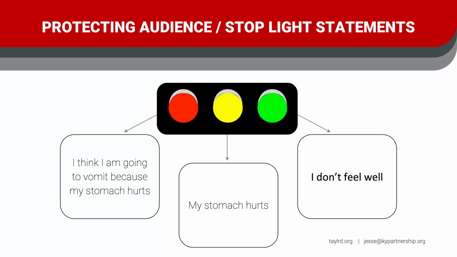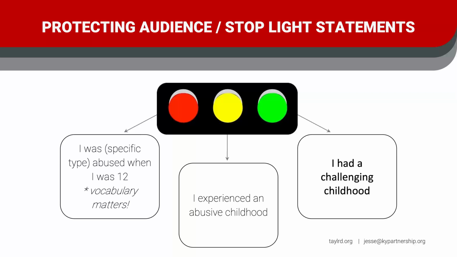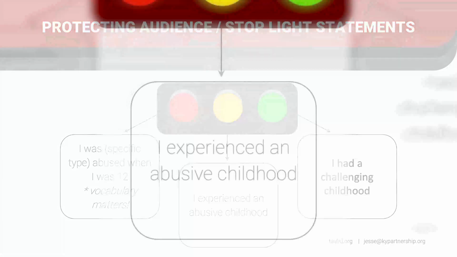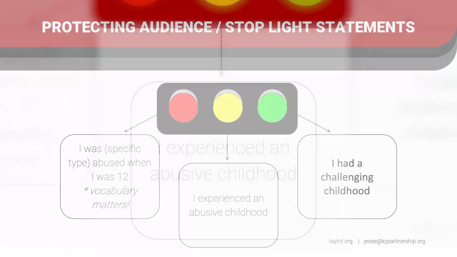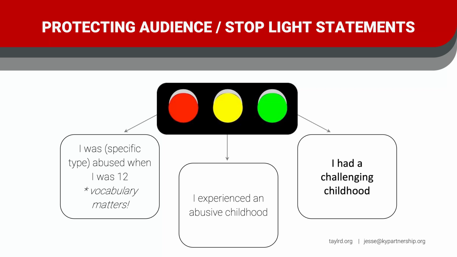Let's talk about an example where someone talks about their lived experience. A green light statement would be, "I had a challenging childhood." This green light statement allows the listener to know there were childhood challenges, but does not specifically say the type of challenge. A yellow light statement would be, "I experienced an abusive childhood." With this yellow light statement, the listener can understand the type of challenge the speaker faced in childhood. A red light statement would include details such as age and the type of abuse.